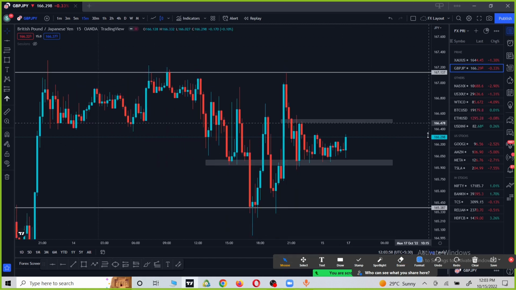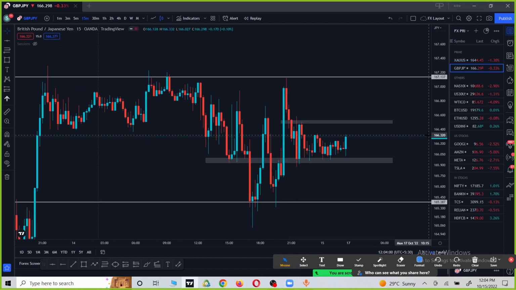So that is, guys, this was the analysis on the GBPJPY from the monthly to the 15-minute chart, and I also explained the trading setups on the 4-hour, 1 hour, 30-minute and 15-minute chart, which we can utilize for the intraday and the scalping setup.